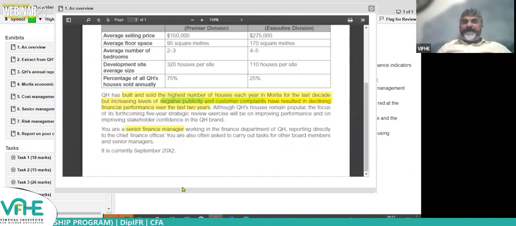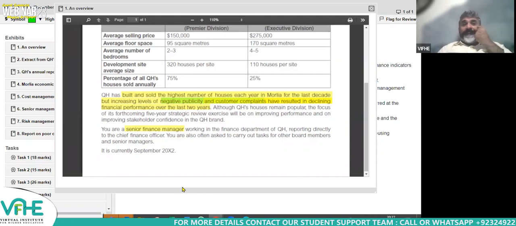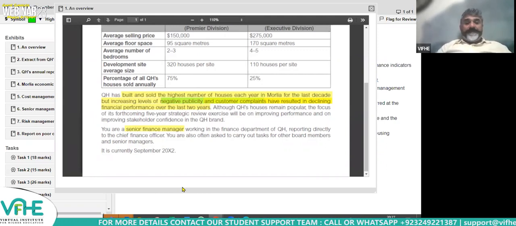Because of negative publicity and customer complaints. Is that good or bad? Extremely bad. So that's a serious issue, right? Although they're the market leader and growing like crazy for the last 10 years, the profits are not there because of negative publicity. So for the last 2 years, it's a serious problem. Okay, got it. Let's close this.